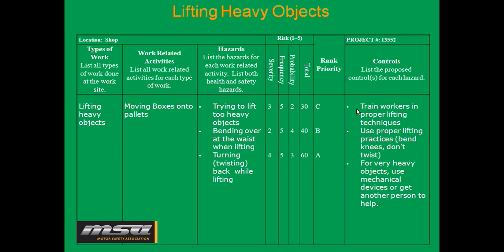And then we look at the controls. So for this example, it could be training workers in proper lifting techniques, to use proper lifting practices, bending at the knees and without twisting, and for heavy objects to use a mechanical device or get another person to help you.